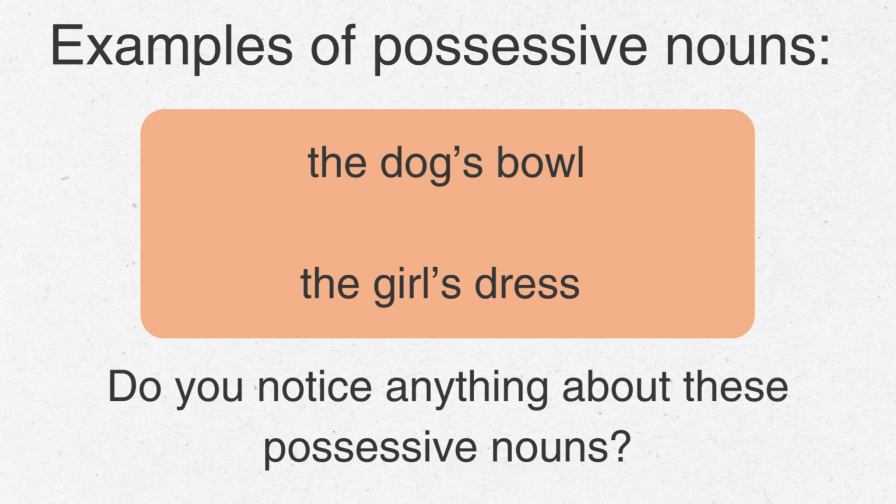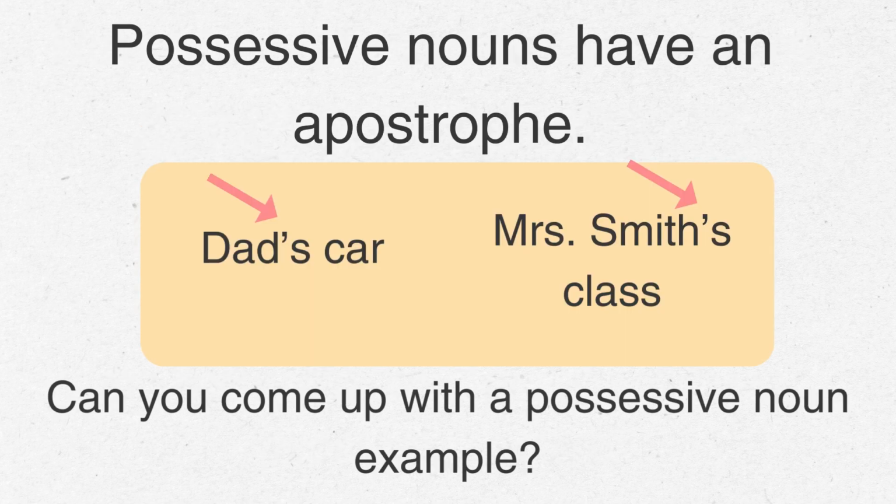Do you notice anything about these possessive nouns? Pause the video for a minute and look at the examples. Possessive nouns have an apostrophe. So this thing that looks kind of like a comma in the sky, we call that an apostrophe.